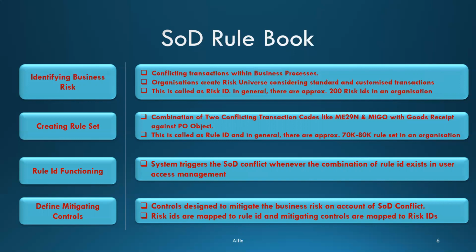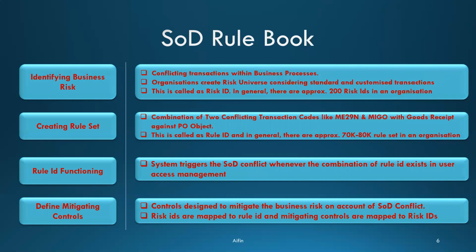Now, under this risk ID, there could be many combinations around it: creating a purchase order, releasing a purchase order, creating a contract, or releasing a contract and creating a purchase order. Those are the various permutation combinations which are then tagged to the risk IDs which we have defined at the larger level. This is called a rule set.